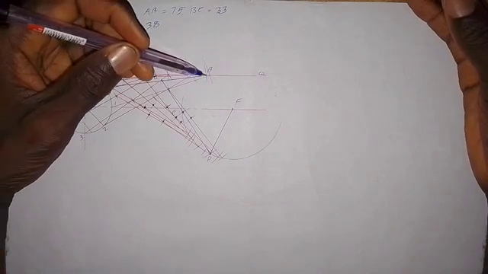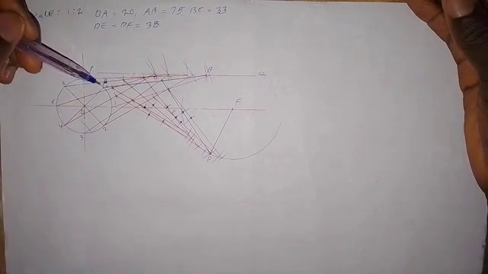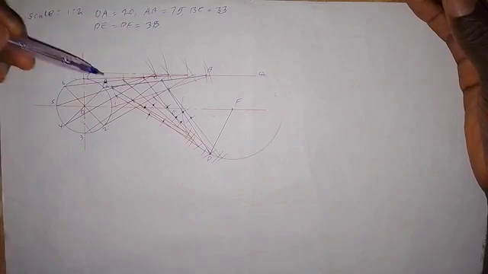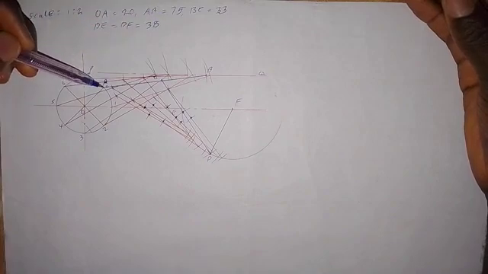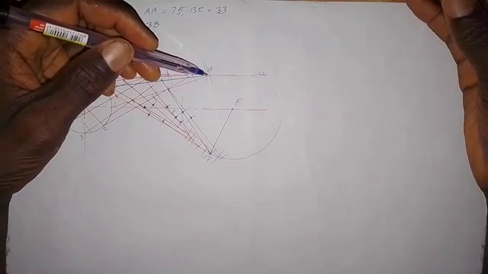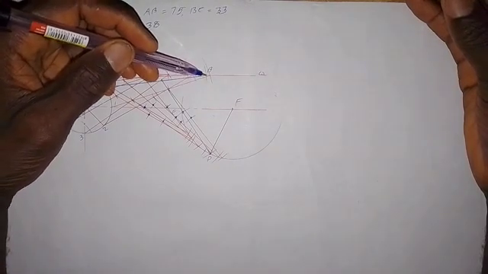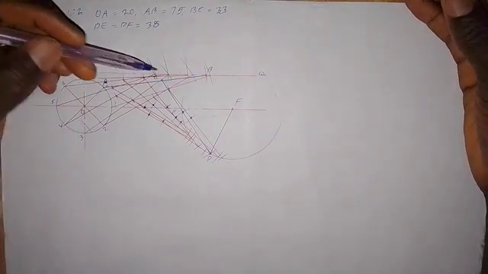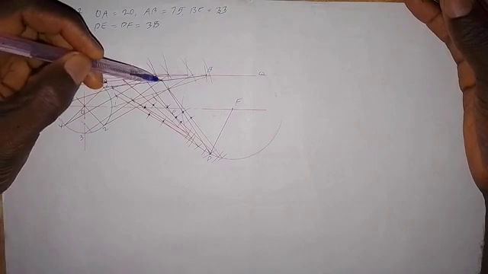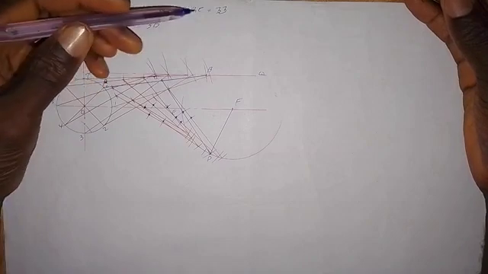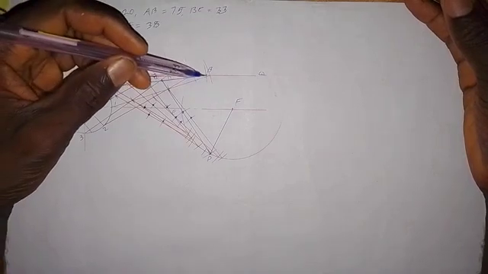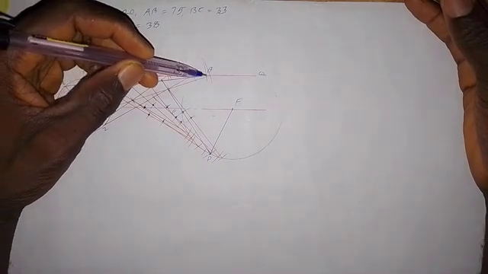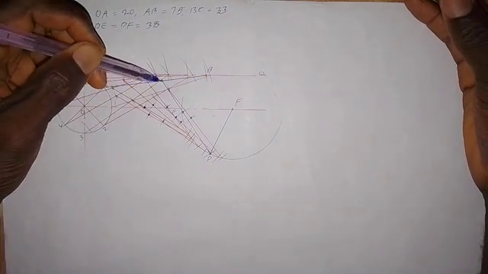To locate point B, we take a measurement of 75 millimeters as we have here. We put the compass at point A, which is the first point 0, and make an arc on this line PQ, which is this point. So this is the first point B. Then to get point C, as we are told that BC is 33 millimeters, we took a measurement of 33 millimeters from this point B to this point. This is the first point C.